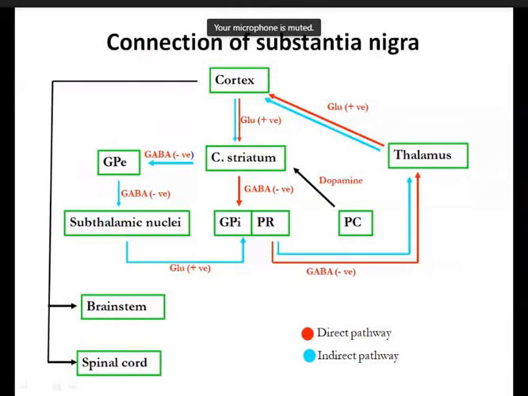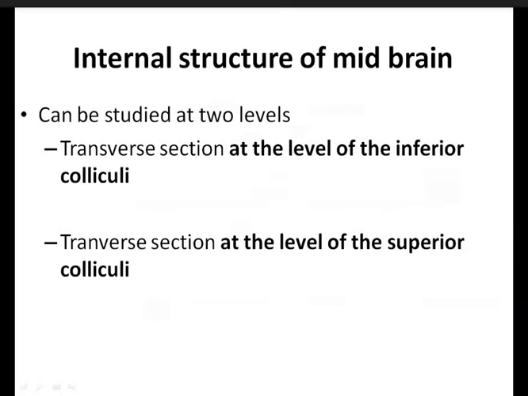So the substantia nigra has different connections. It may be the direct pathway and it may be the indirect pathway. It is connected with the cerebral cortex, corpus striatum, globus pallidus, thalamus, brainstem and the spinal cord, directly or indirectly. So that is all about the main external features of the midbrain.